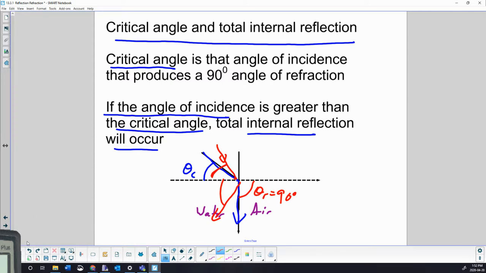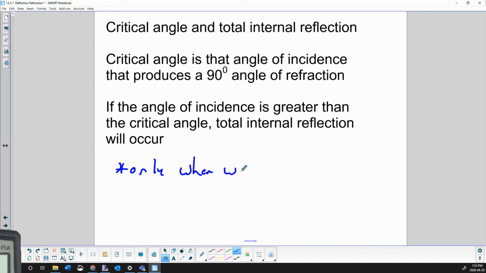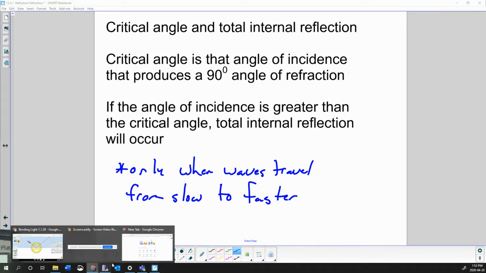So a couple things that are worth noting though: critical angle and total internal reflection only occur, let me get rid of some of this stuff so I can write. You need certain conditions in order for this to occur. They only occur, for example, when you have a wave, only when waves travel from a slow to a faster medium. Okay, let's take a look at the simulation just to be clear on this.